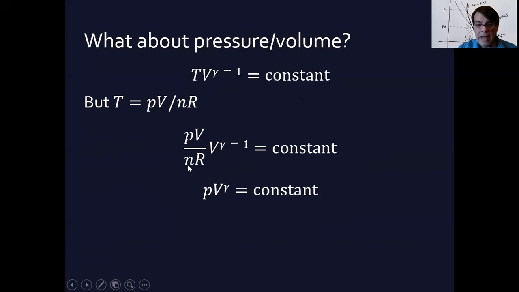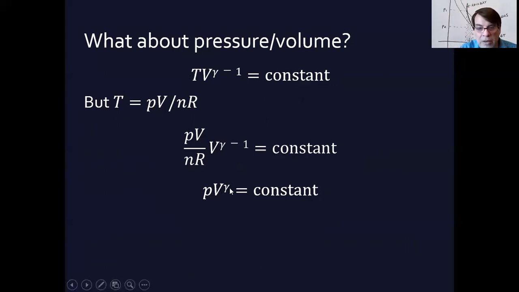Well, N is the number of moles, that's going to stay constant. R is the gas constant, that's going to stay constant. So we've got a constant over here. So if we multiply both sides by NR, we get PV to the gamma equals another constant. We don't know what the constant is, but we know it's a constant thing.